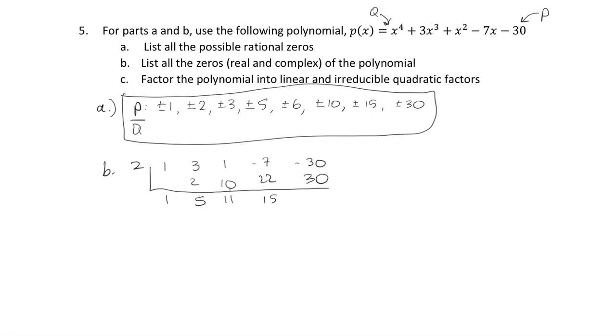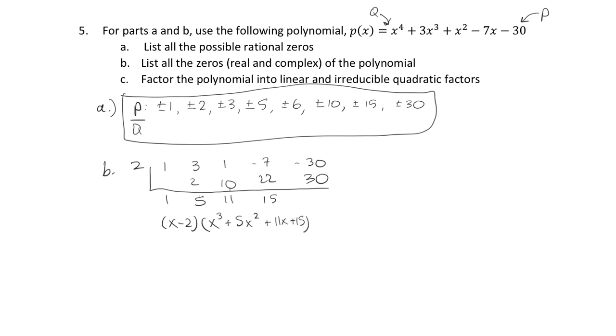So what we have, remember with this result, is we know that x equals 2 is a zero, and these are the coefficients of the other factor. So if x equals 2 is a zero, remember that means x minus 2 is a factor. And then these are the coefficients of a third degree polynomial because we started with a fourth degree. So it's going to be x cubed plus 5x squared plus 11x plus 15.